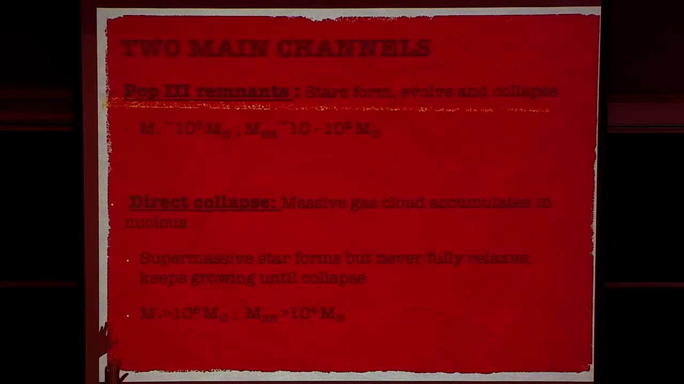And so this is not new. This is work that's been done for a long time theoretically. And here are the basic ideas: you have this massive gas cloud, which accumulates in the nucleus, as I just mentioned. You form something like a supermassive star maybe at the late stages, and it's often been referred to as a quasi-star, but it never fully relaxes, and it keeps growing till you have collapse, and then you can start making black holes that are about 10 to the 4 solar masses.